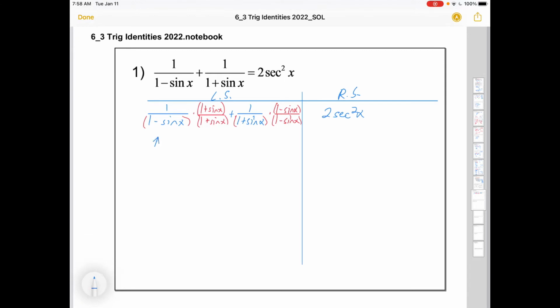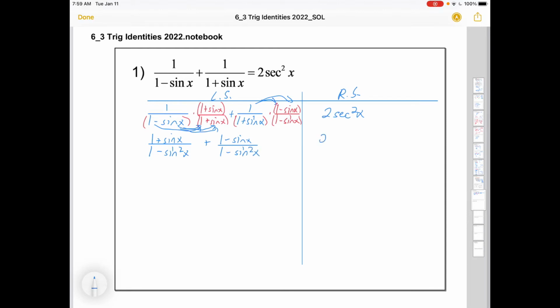On top, I'll get 1 plus sine x. On the bottom, I'll get 1 minus sine squared x, because they multiply out. And as I multiply through, I'll get 1 times 1 plus sine x minus sine x. Oh, those are gone. And then minus sine squared x. In the other one, I'll get 1 minus sine x up top, as I just multiply that 1 by each of these. And on the bottom, I'm going to get 1 minus sine squared x. Okay, so I do have a common denominator.